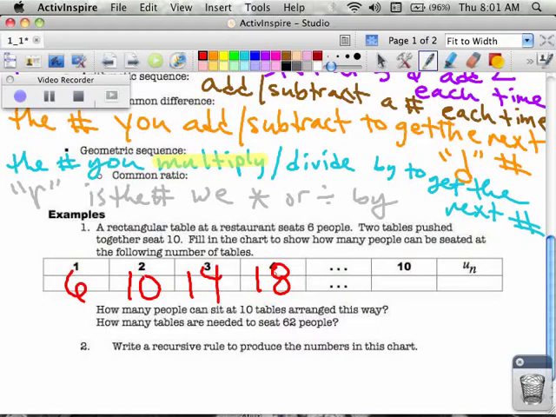So how would I find 10? Keep going. Okay, so I'm going to give you 60 seconds. See if you can find out how many for 10.